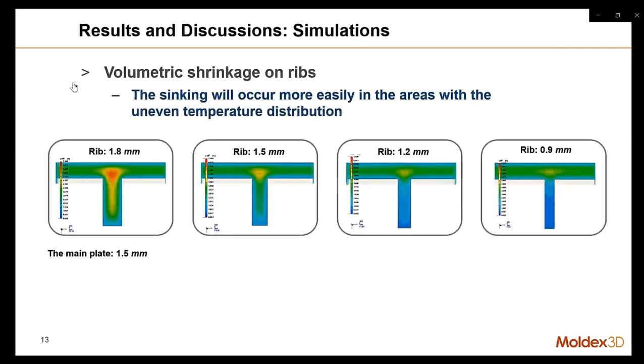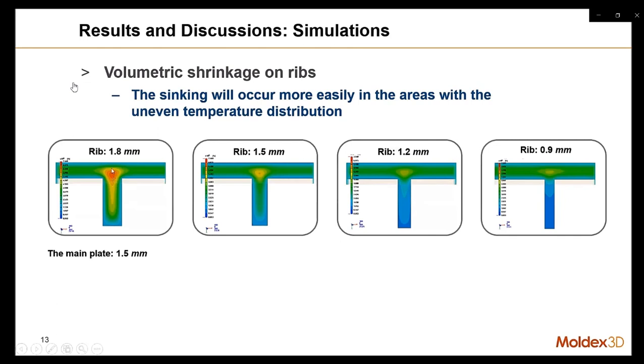Here we show you the simulation result. The result here is the volumetric shrinkage. And we can see here we have 4 pictures. These 4 pictures show the volumetric shrinkage based on the different rib location, and this location with the different rib thickness. And we can see on this picture, this location with the thickness, we have 1.8 thickness on the rib design. So we can figure out the volumetric shrinkage in this area is a lot different.